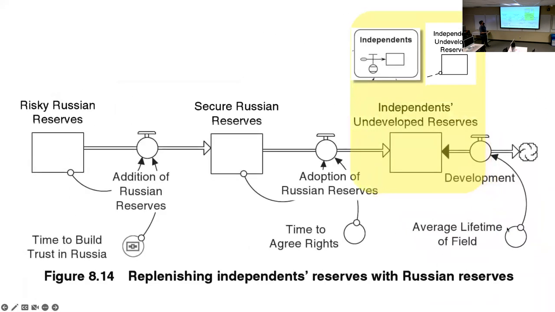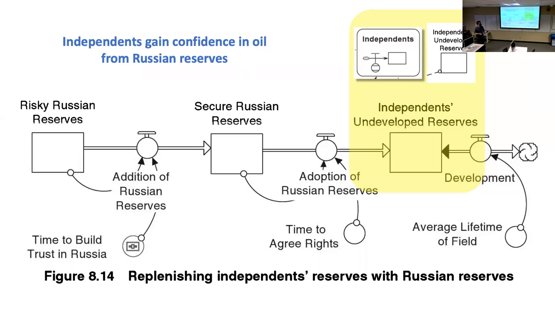Well, maybe we can expand that idea and say that this stock of undeveloped reserves might grow over time based on access to Russian reserves. And again, this is just a sort of age-structured model, like an SIR model. Suddenly risky Russian reserves become available. There's no even inflow here. It's just saying that there's a certain amount of oil that is now available in the market, but nobody trusts it. So it has this time constant, time to build trust in Russia. You can imagine the formula here: it's just risky Russian reserves divided by the time constant. That allows these risky Russian reserves to become a stock of secure Russian reserves.